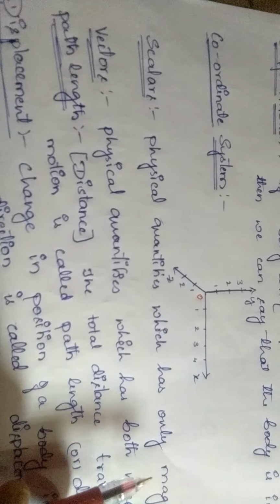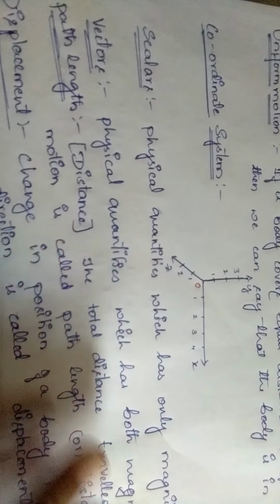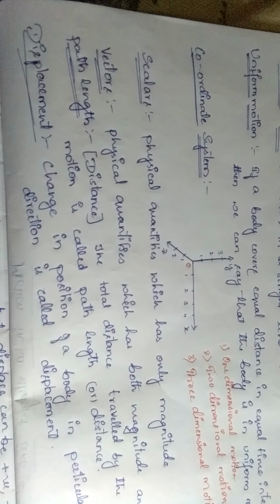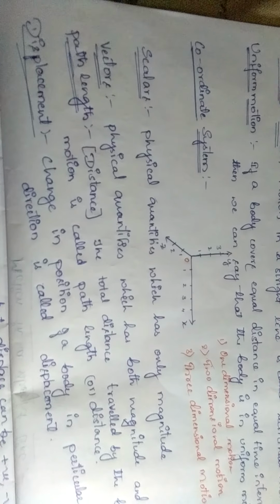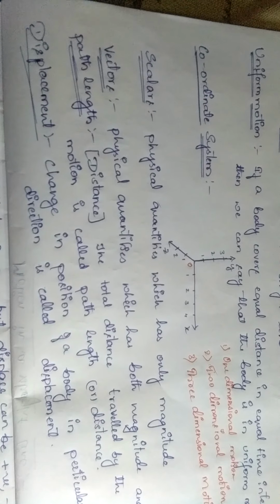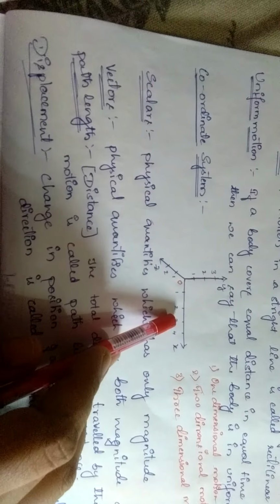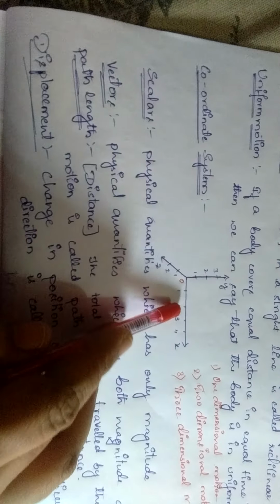Motion of an object exists in three forms: motion in one dimension, motion in two dimensions, and motion in three dimensions. For describing motion in one dimension, we need only one axis. To describe motion in two dimensions, we need two coordinates. For three dimensions, we have to consider three coordinates.